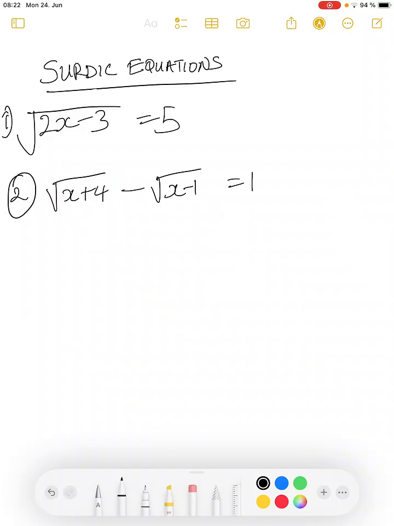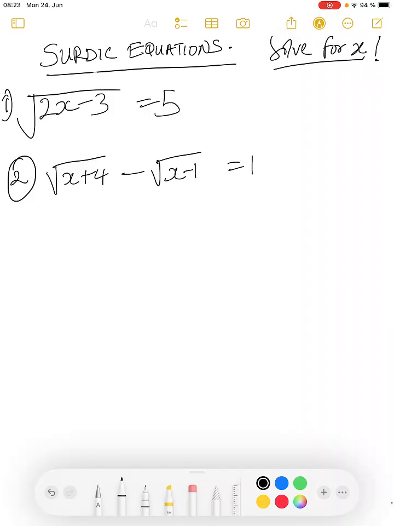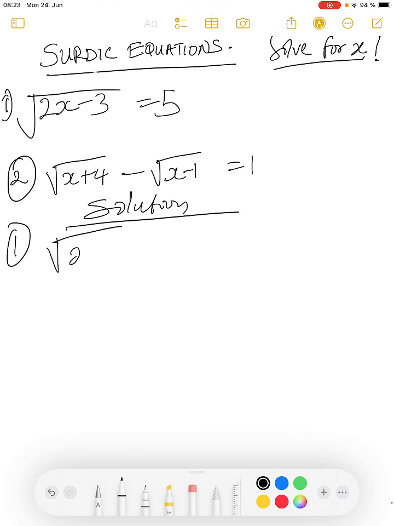Now let's look at equations in short form. We want to solve for x. The question says solve for x. So these equations are in short form, so that's why we call it surd equation. To begin, number one, this is the solution. We say root 2x minus 3 equal to 5.